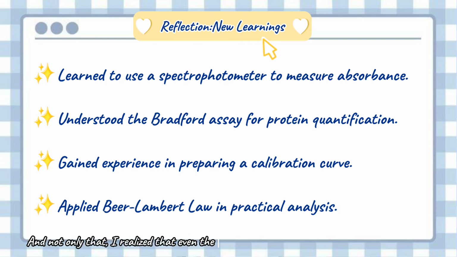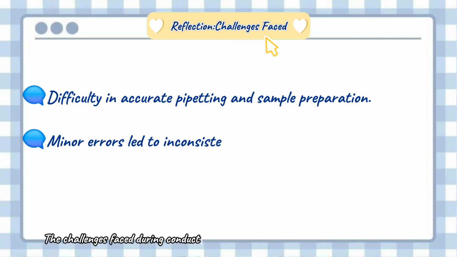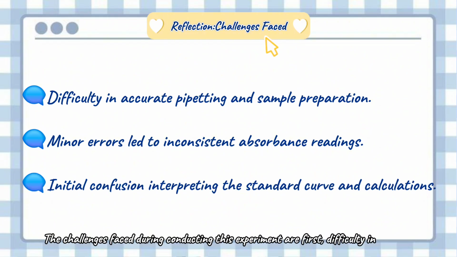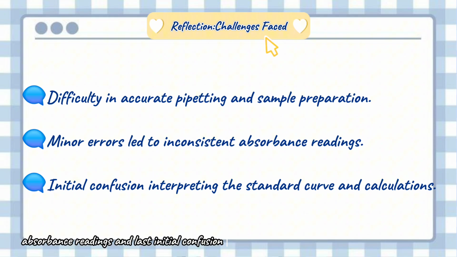And not only that, I realized that even the slightest mistakes in pipetting or mixing can affect the accuracy of the readings. This says that proper sample handling and consistent techniques are crucial for valid results. The challenges faced during conducting this experiment are: first, difficulty in accurate pipetting and sample preparation. Second, minor errors lead to inconsistent absorbance readings. And last, initial confusion interpreting the standard curve and calculation.